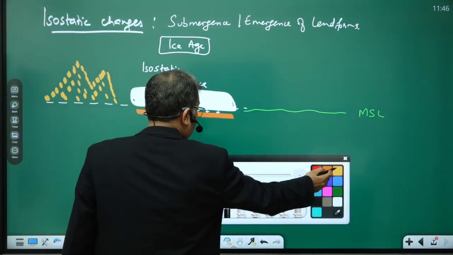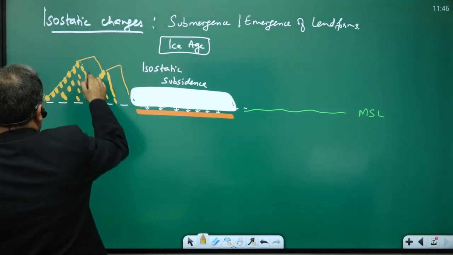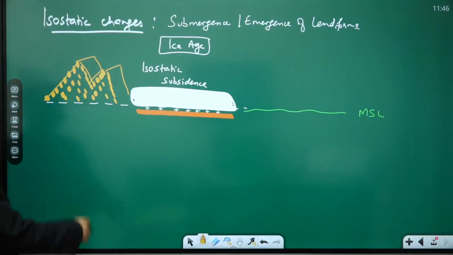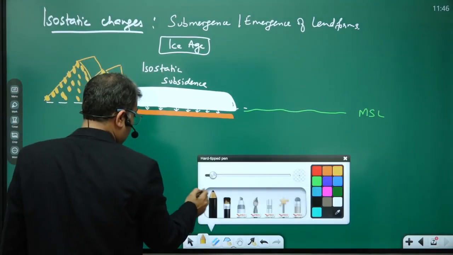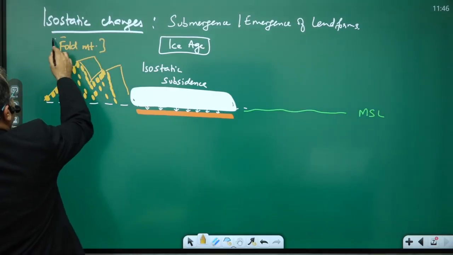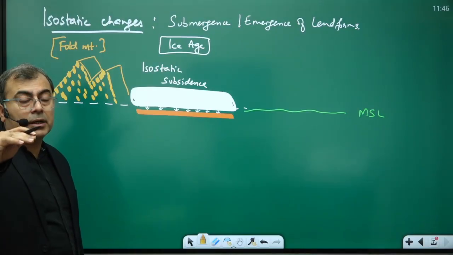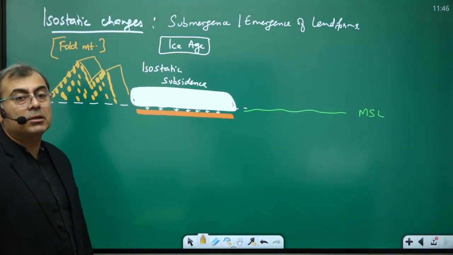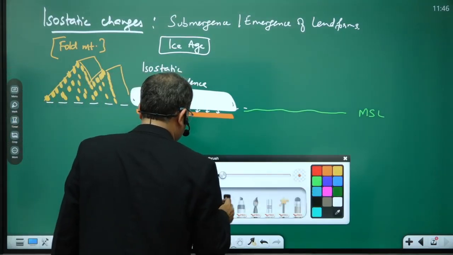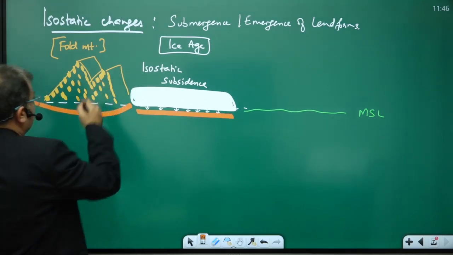ये क्या है सर? What is this? Can you identify and tell me? Fold mountains were created. Remember, there will be weight on the lithospheric plates. What will happen to the asthenosphere? Asthenosphere will shift to the side. So क्या हो जाएगा? Crustal bending होगा.